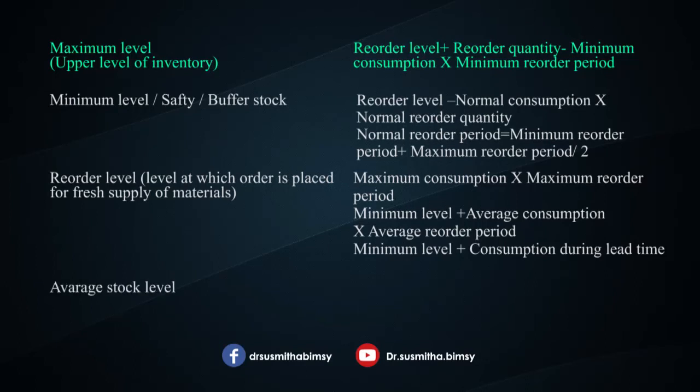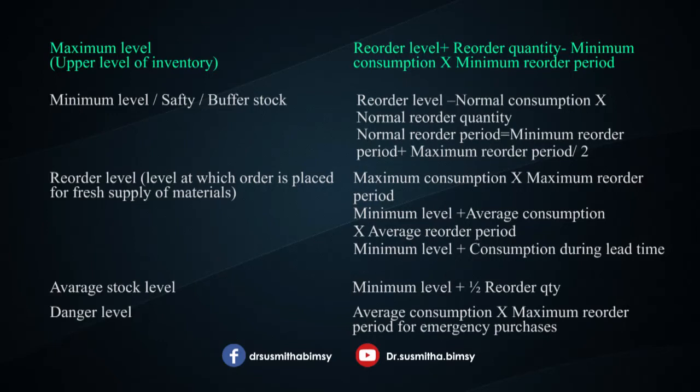Next, average stock level. This is the average stock held by an organization. It is calculated by average stock level is equal to minimum level plus half reorder quantity. Last one, danger level. This is the level of stock below which the stock should never be allowed to fall. When stock reaches danger level, urgent and emergency action should be taken to replenish the stock so that production is not stopped. Danger level is calculated by this following formula, that is average consumption into maximum reorder period for emergency purchases. So that's about different stock levels.